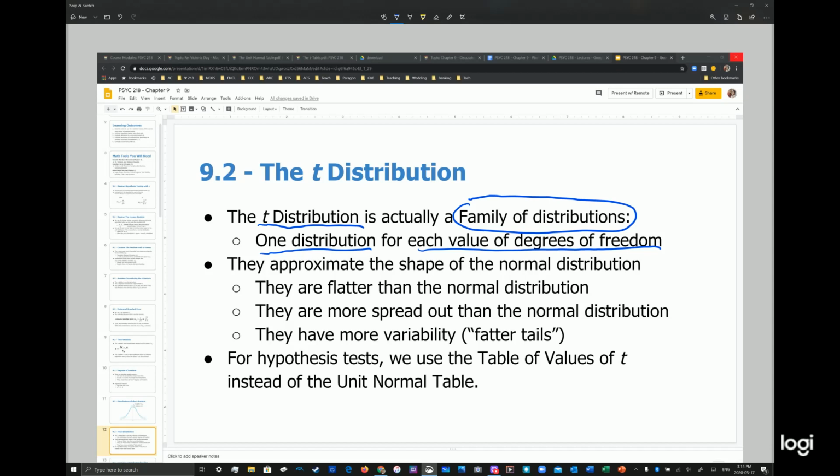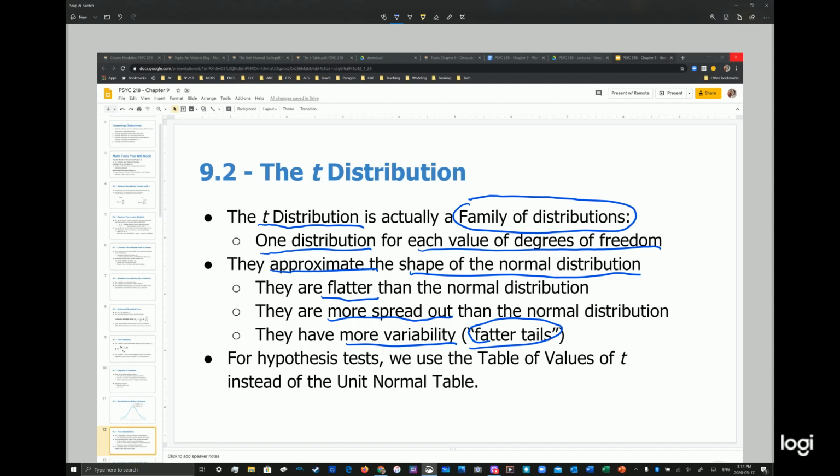Again, this family of distributions approximates the shape of the normal distribution. So unless it's the normal distribution, where the degrees of freedom would be considered infinite, they are going to be flatter than the normal distribution, as you can see from slide 11, the previous slide. They are also wider, that is more spread out than the normal distribution. And so in that sense, they have greater variability and their tails are quote-unquote fatter.